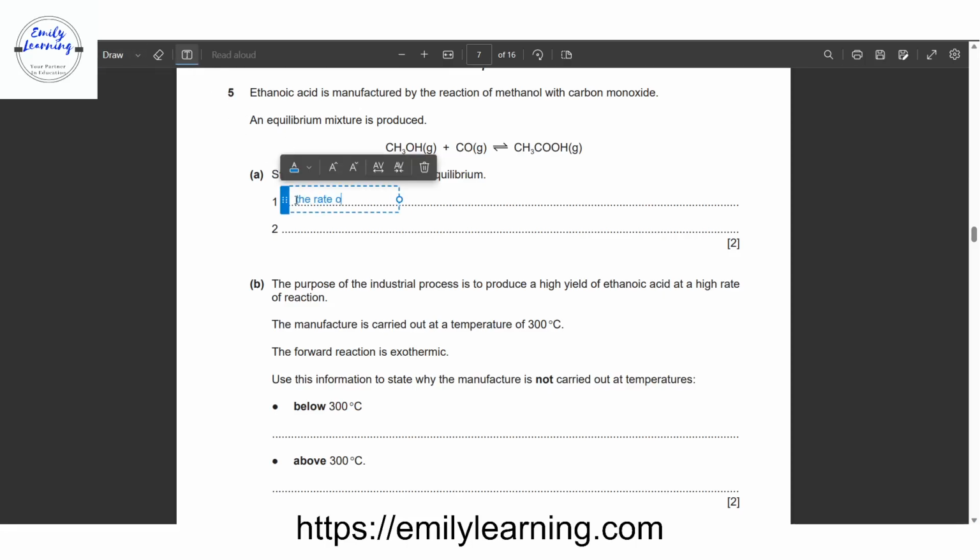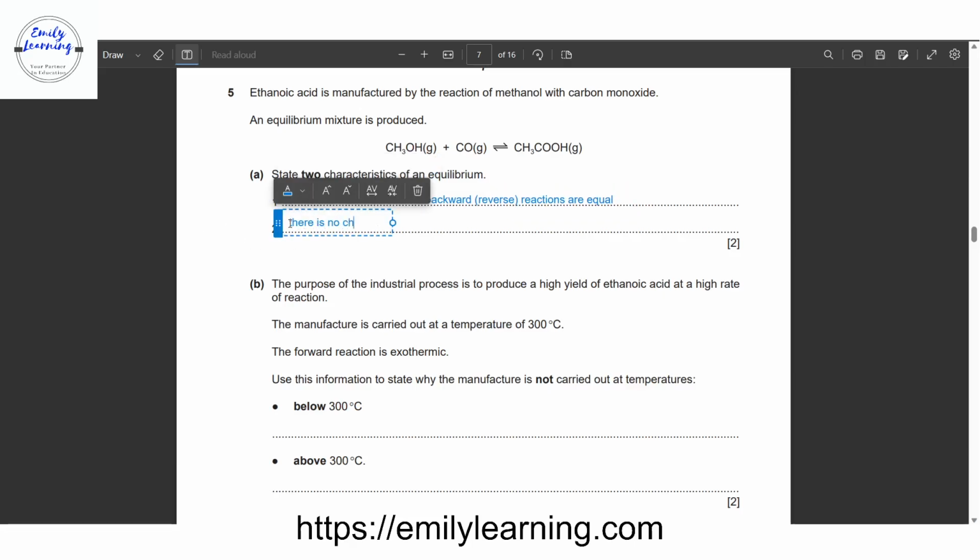The rates of the forward and backward, or reverse, reactions are equal, and there is no change in the concentration of the reactants and the products, or the concentrations of the reactants and the products remain constant.